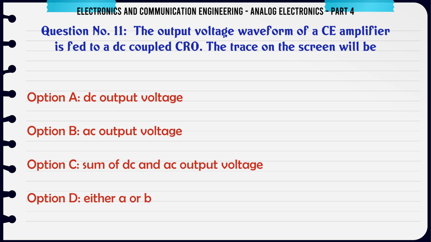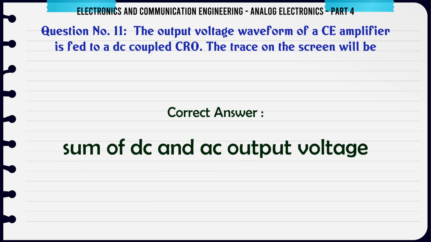The output voltage waveform of a CE amplifier is fed to a DC coupled CRO. The trace on the screen will be: A. DC output voltage, B. AC output voltage, C. Sum of DC and AC output voltage, D. Either A or B. The correct answer is sum of DC and AC output voltage.